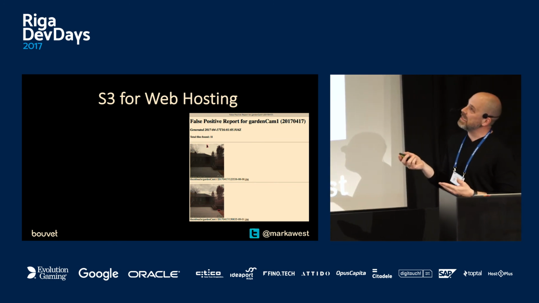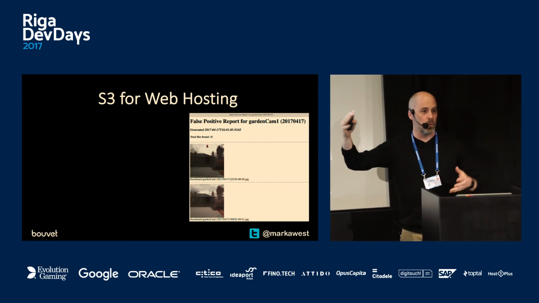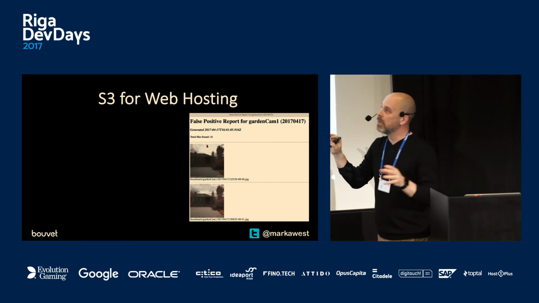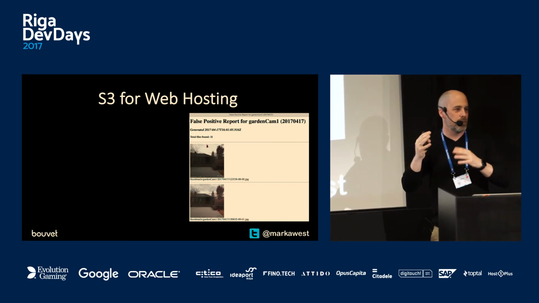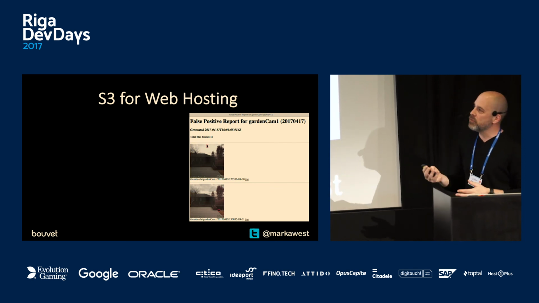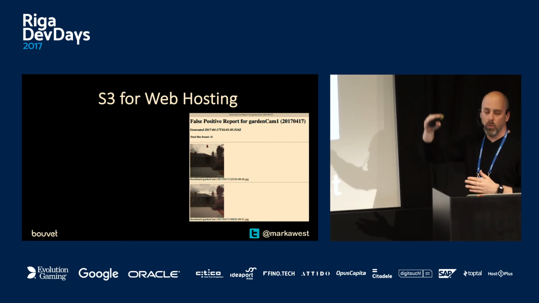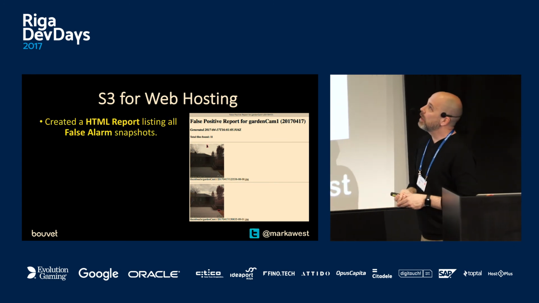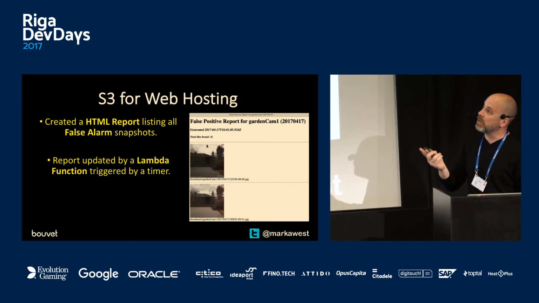I had a need to do something with all the false positives, all the false alarms, because they sit up in an archive directory in S3, and they're very difficult to view through the S3 browser. So I wanted to create a report of all of the false alarms so I can check them every day and see how effective my camera is. By messing around a little bit, I found that I could do this all in S3.